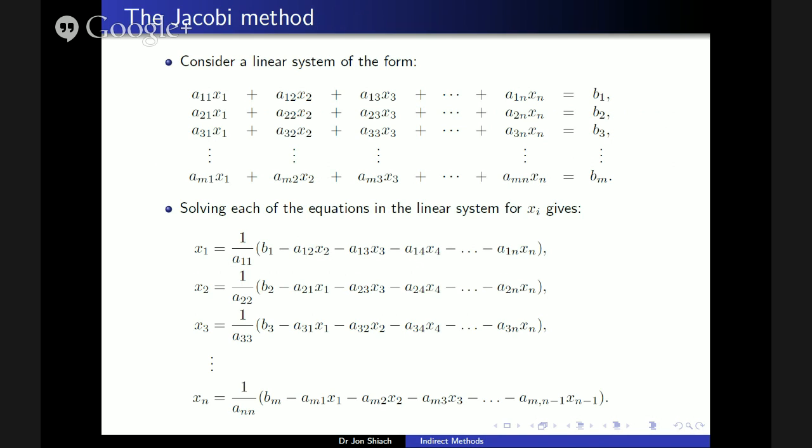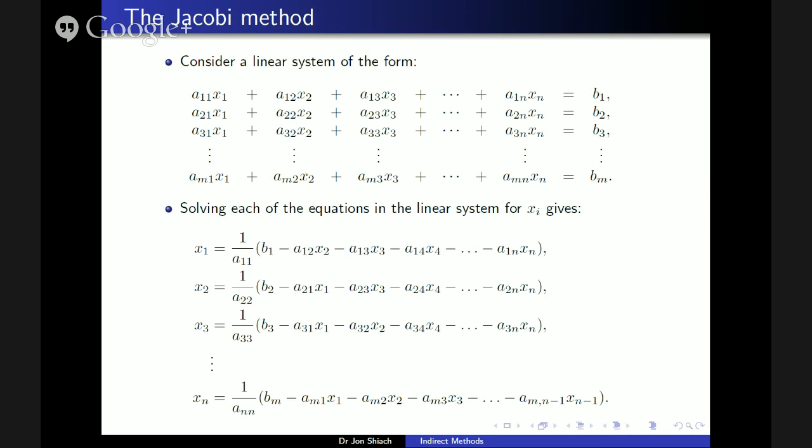Let's say we have a linear system of this form, and you should sort of recognize this form. The a's are some coefficients. The x's are the unknowns. And on the right-hand side, we have b's, which are known right-hand side values. So a's and b's are known, x's are what you want to find out. If we take each row, each of these equations, we can solve it for the ith term. For the first row, we can rearrange to solve for x1. The second row, we can rearrange and solve for x2, and so on and so forth.